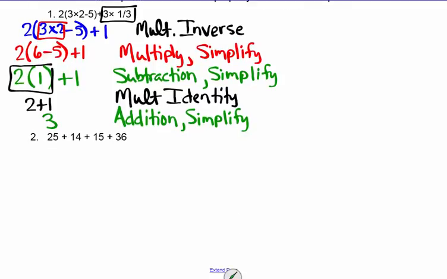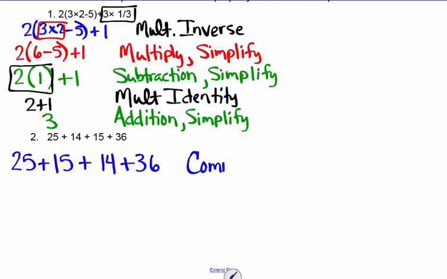All right, let's look at our next example. The first thing that I'm going to do is rewrite the problem. 25 plus 15 plus 14 plus 36. I have changed the order of the addition problem. Changing the order is the commutative property. This is the commutative property of addition. I just changed the order.